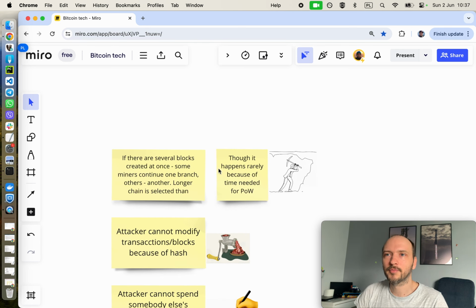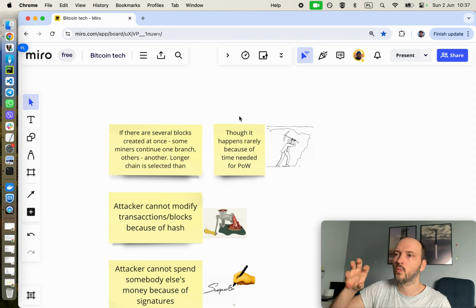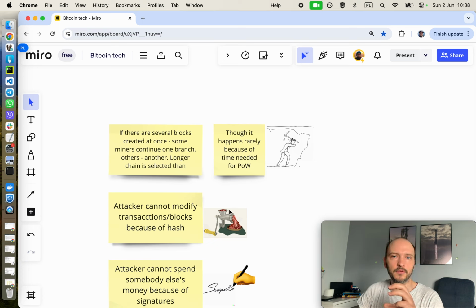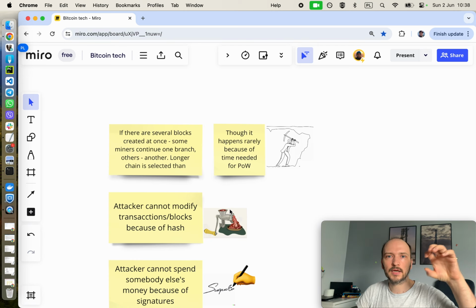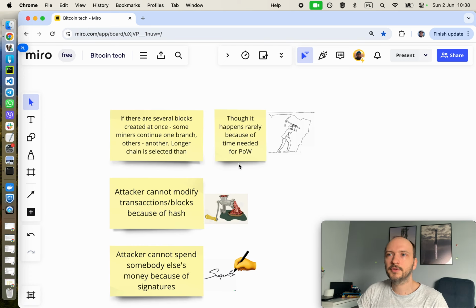Let's review some properties of that. For example, if several blocks are created at once, some miners continue with one branch of the chain and some continue with the other. The rule is that the longer chain is selected. So if some group of miners produces a second block, then the other group of miners just accepts this alternative branch because it's longer. But it happens rarely because of the time needed for proof of work.